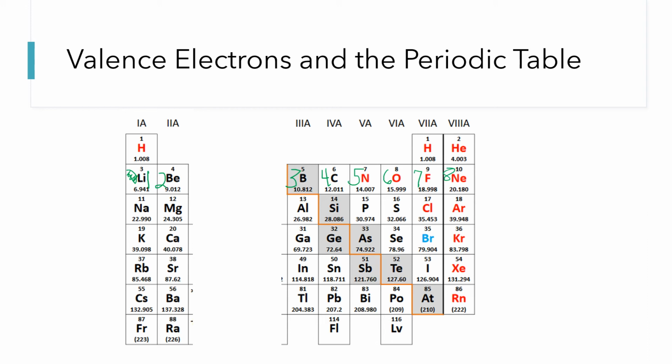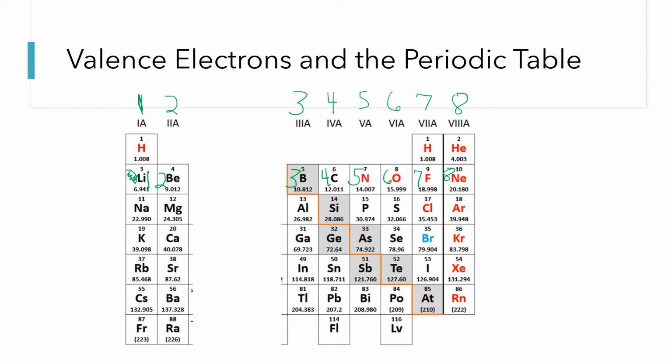If we were to look at the rest of the elements that are shown here in the s block and the p block, we would find the same thing. We would find that all of the elements that are in a given column have the same number of valence electrons. So if we're talking group number 1, they'll have 1 valence electron. If we're talking group number 2, they'll have 2. Group number 3 has 3, and 4, 5, 6, 7, and 8.